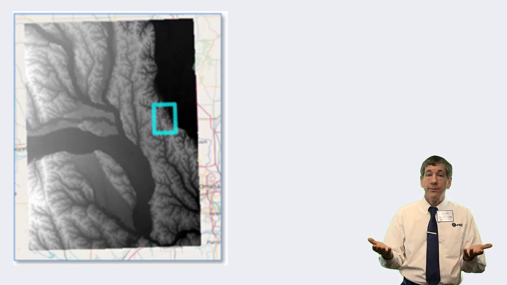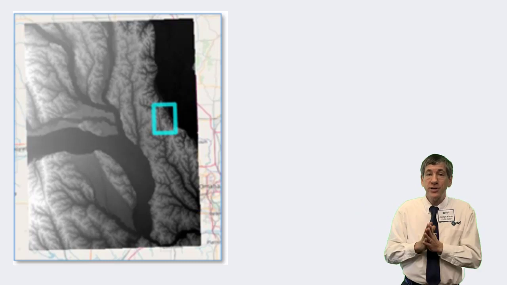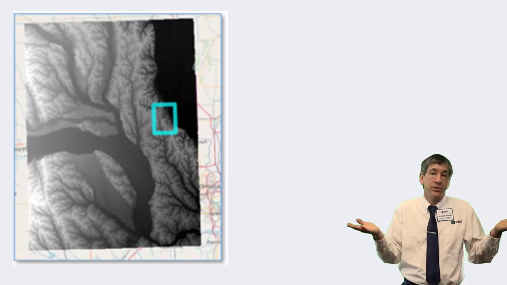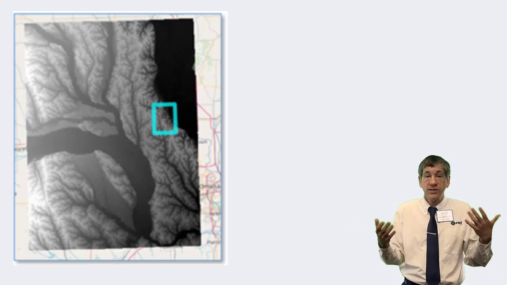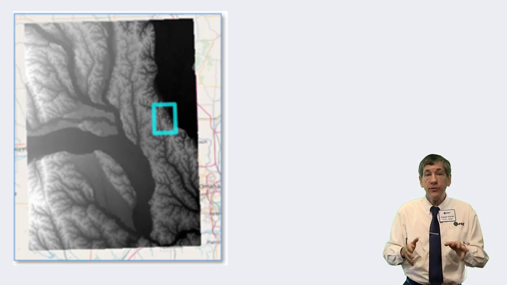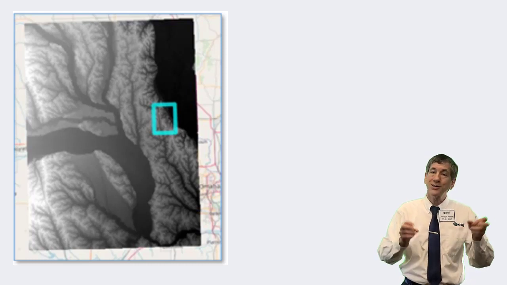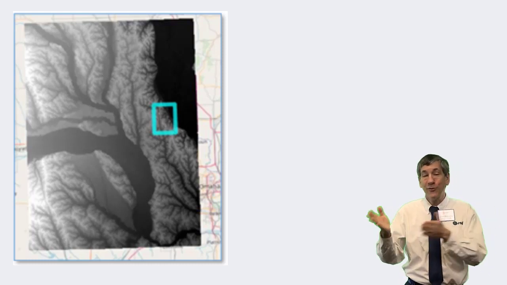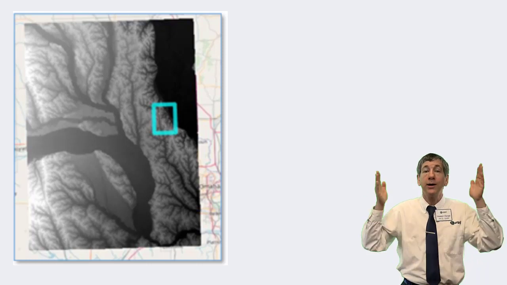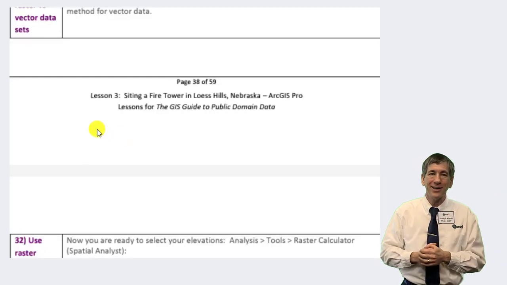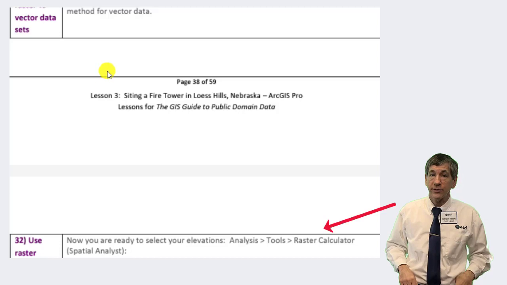You will not be able to use select by attributes here because your DEM is a raster, not a vector data set. Therefore, it does not have an attribute table. Therefore, you will use another method to select the raster pixels that meet the criteria, which is equivalent to the select by attribute method for vector data. This is called the Raster calculator.